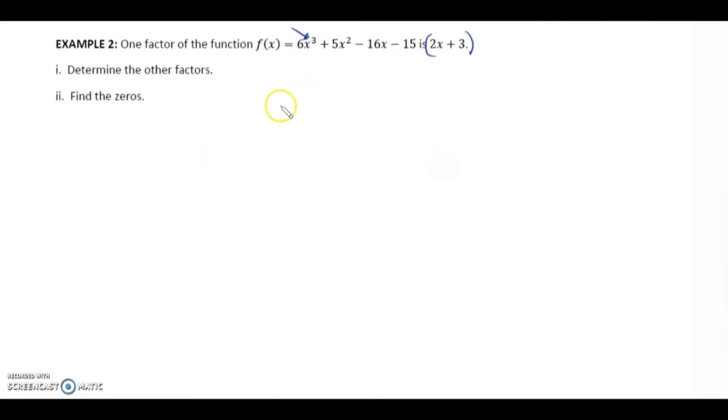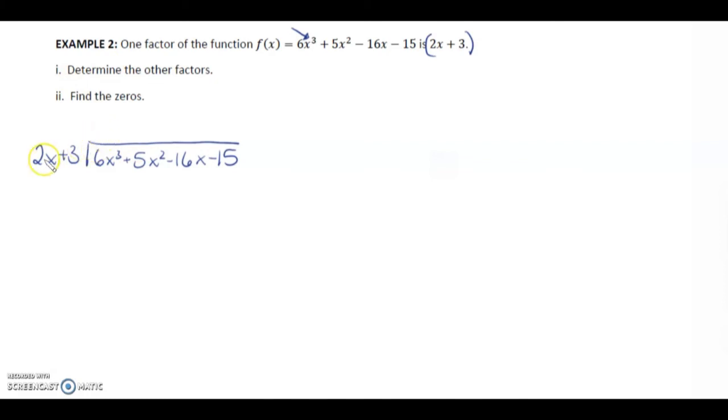So let's go ahead and divide this function by 2x plus 3. So we're going to go 2x plus 3, and we're going to go 6x cubed plus 5x squared minus 16x minus 15. Up until now we generally are comfortable factoring with an x squared term, like a quadratic. So let's factor out the 2x plus 3. We're going to be left with a quadratic.